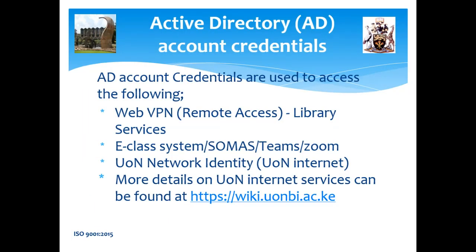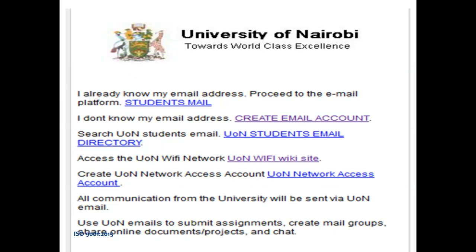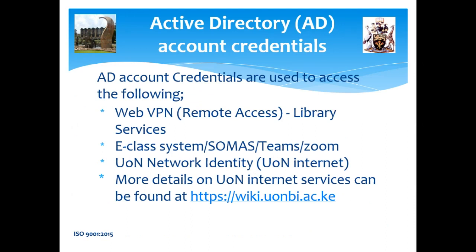Active Directory credentials are used to access the VPN, that is virtual private networks. That is the library services portal. Also, the VPN credentials are used for eClass. And we have the UON network identity. You will also be using, once you are in the campus here, to authenticate our internet. You will be required to have some credentials. So you will also use the Active Directory credentials to log into our network.